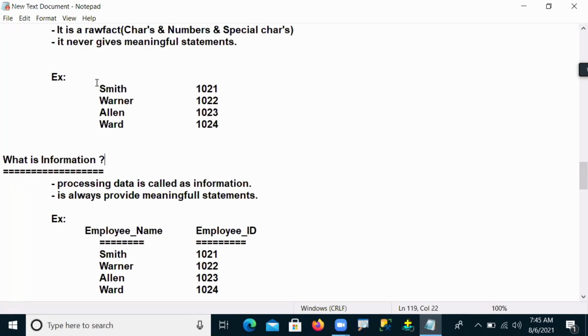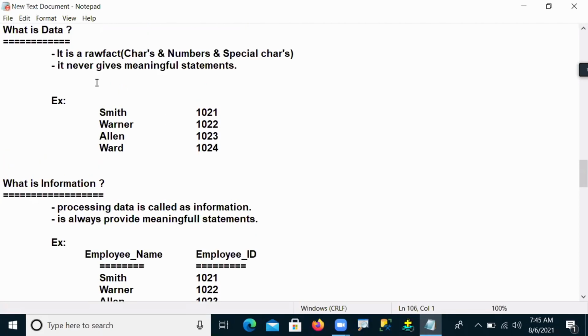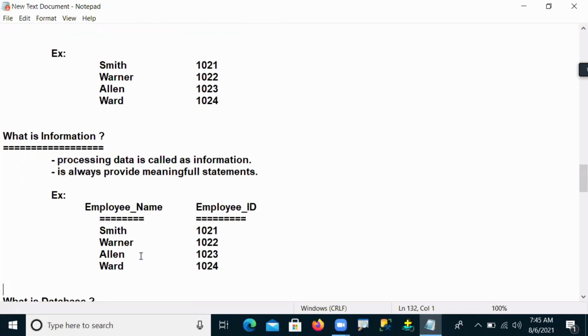That means for data, we don't know what is Smith, what is Warner. But when we predict it, we can say employee or employee ID. For example, if I change the name and give here customer and customer ID, then this time Smith is a customer name and 1021 is a customer ID number. Like this, we can predict it. So this is the slight difference between data and information. I hope you can understand.